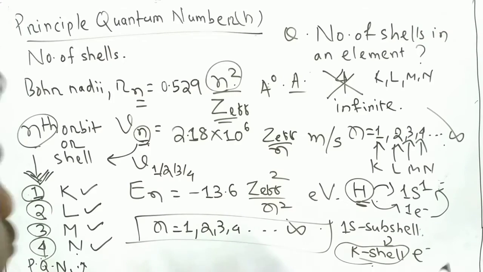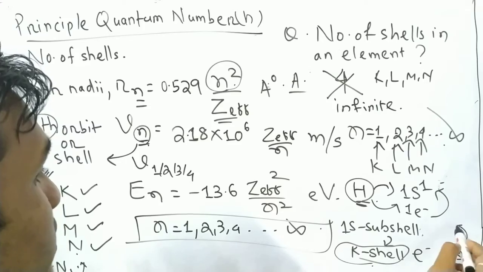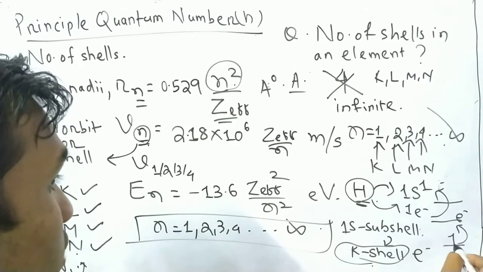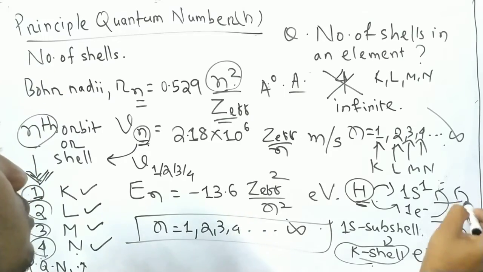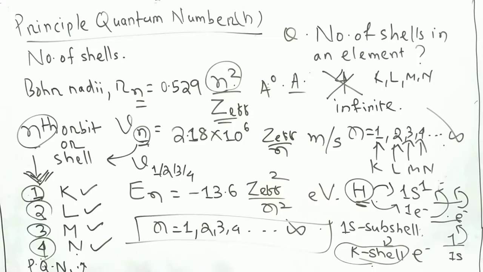The reason is like this. So this is 1s. Suppose you excite this one electron to another shell, it will occupy another shell. Similarly, if you excite these electrons, you will find new shells.